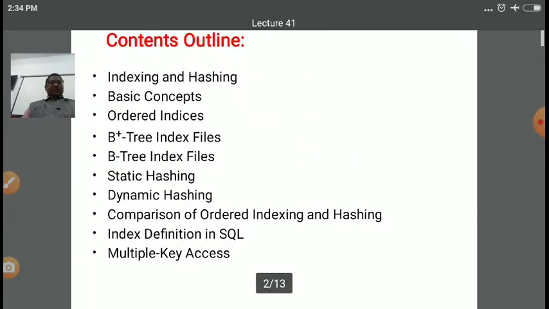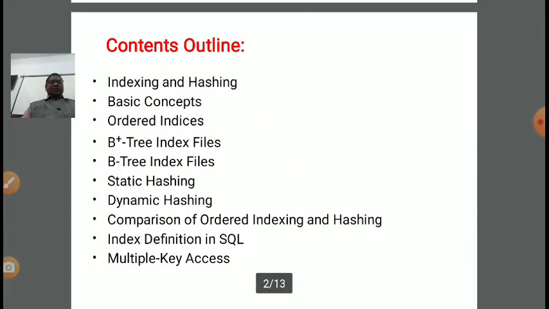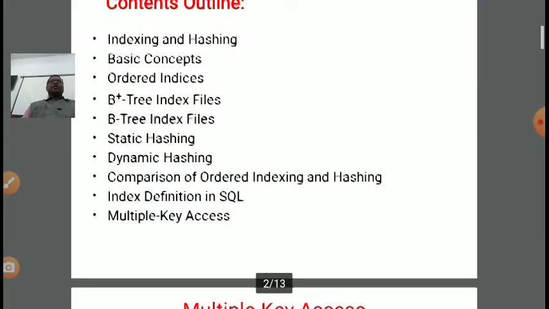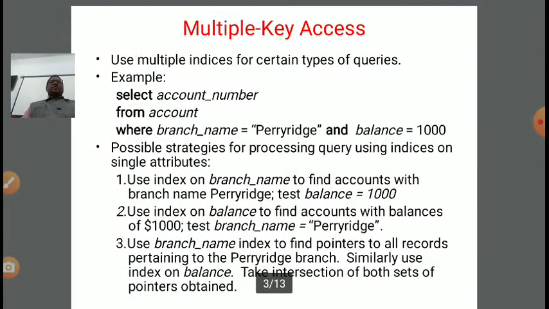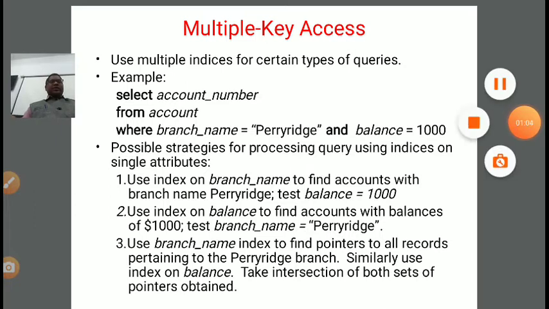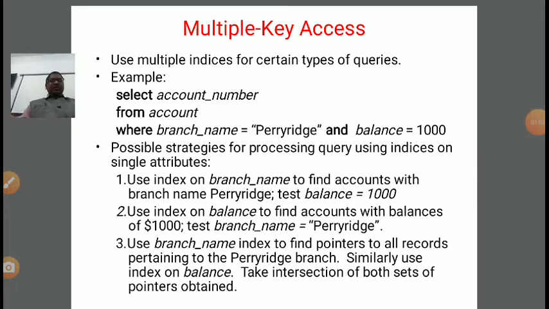So till now, indexing and hashing basics, ordered indexes, B plus tree index files and B tree index files are already covered. After that, in the previous lecture, we just started multiple key access. So we are continuing from that topic. What do you mean by multiple key access? In this concept we use multiple indexes for certain types of queries.